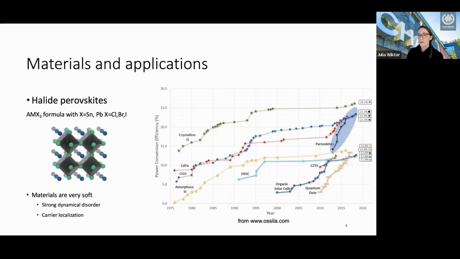And these materials are very soft. I think everyone who works with them is aware of that. But this softness can affect quite a few things. For instance, we will have very strong dynamical disorder that will affect how we calculate things for the materials. But also, since the lattice is soft, it might be easy to displace it by the extra charges like electrons and holes that are generated by light. And then we will have polaron formation.